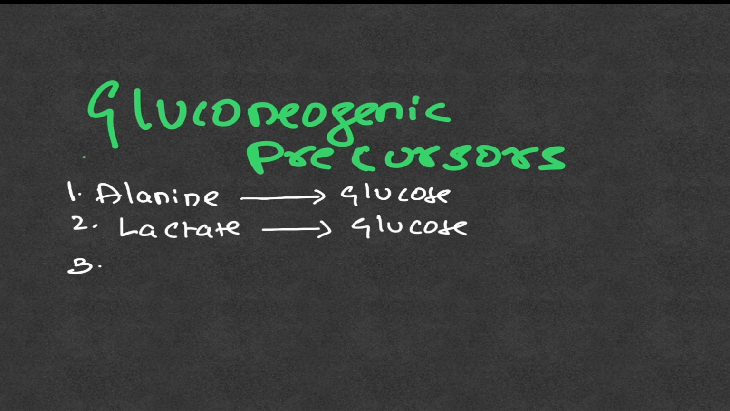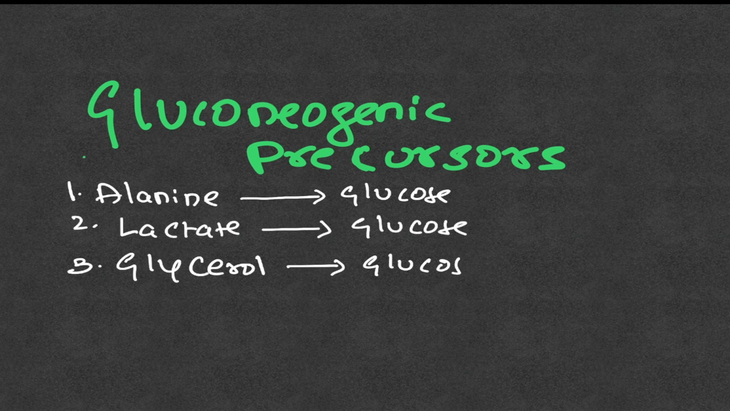The third precursor for gluconeogenesis is glycerol. Glycerol is part of triacylglycerol present in the adipose tissue. Whenever a person goes into a fasting state, the hormone glucagon will activate an enzyme called hormone sensitive lipase. This enzyme breaks triacylglycerol into 3 fatty acids and a glycerol molecule, and glycerol is taken from the adipose tissue to the liver in the blood. In the liver this glycerol is converted into glucose by the gluconeogenesis process. So, glycerol is a gluconeogenic precursor.